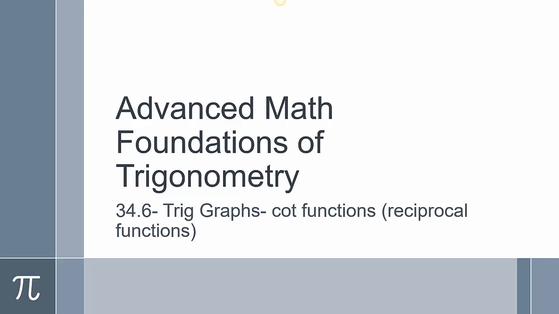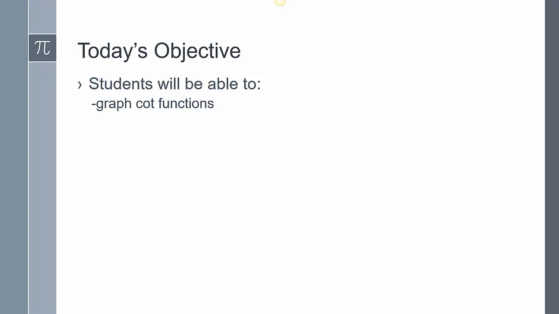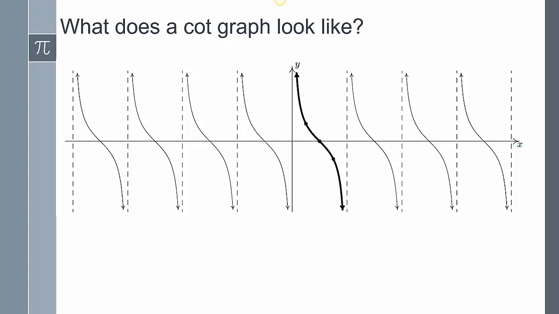Today's going to be 34-6. We're going to take a look at trig graphs and cotangent functions. So we're going to graph cotangent functions today. Now this is basically what a cotangent function looks like. Now if you notice, it looks very similar to a tangent graph.